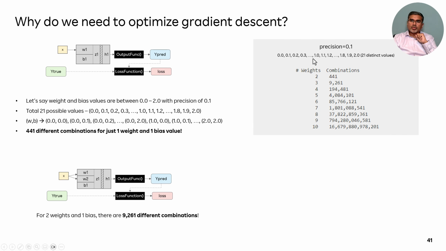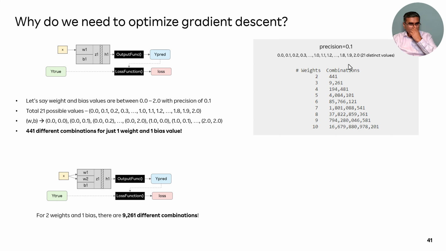If I were to run this out and increase the number of weights, let's say at four weights and one bias, there are already more than 4 million combinations. At, let us say, six weights and one bias, it's more than a billion, right? And at about 10 weights, it crosses a trillion. This is with a precision of 0.1.